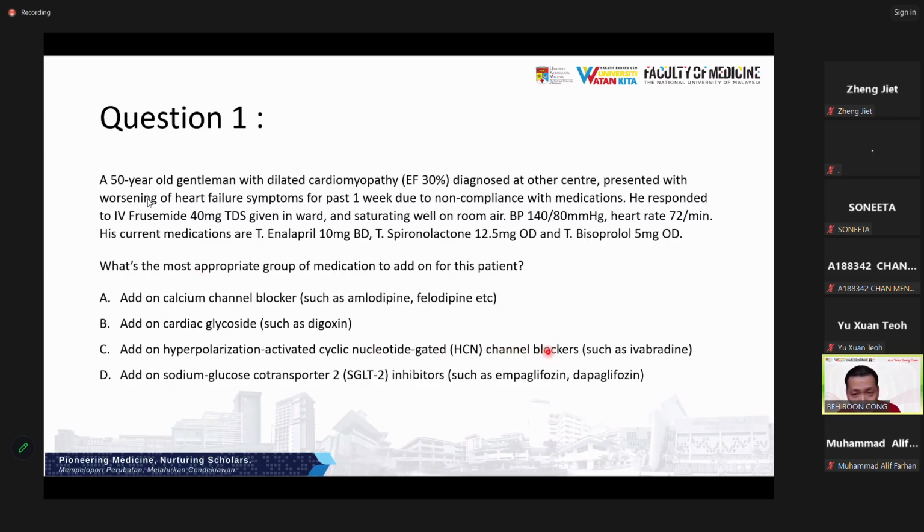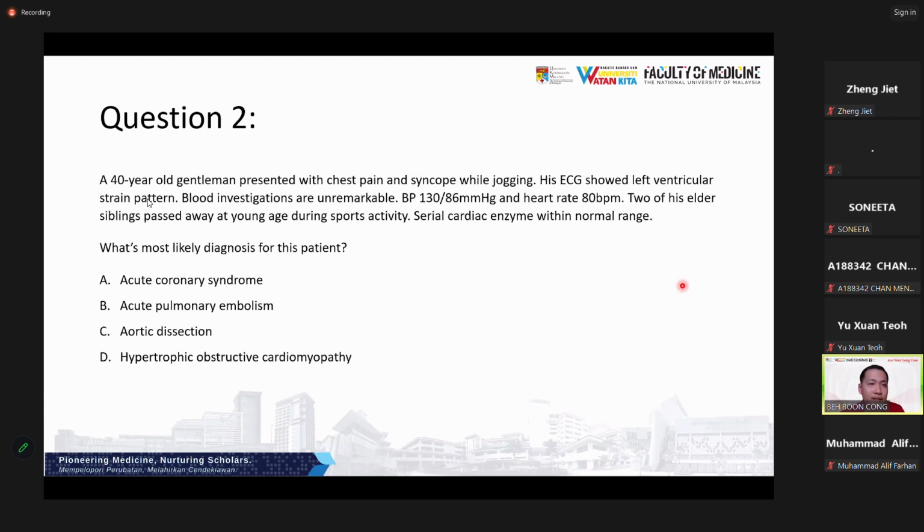This is your funny channel blocker, which is ivabradine. It is useful if you cannot optimize the beta blocker and the patient's heart rate is still more than 70. So you can use ivabradine. Ivabradine is second line, so your first line is still your SGLT2. Okay. Now the question is not moving. Okay, number two. Anyone want to answer?